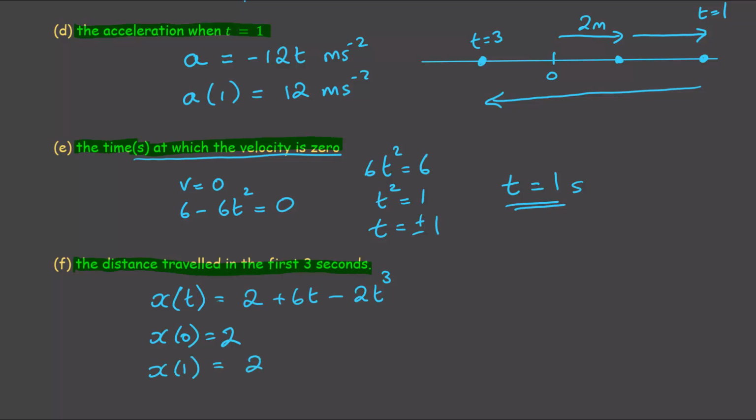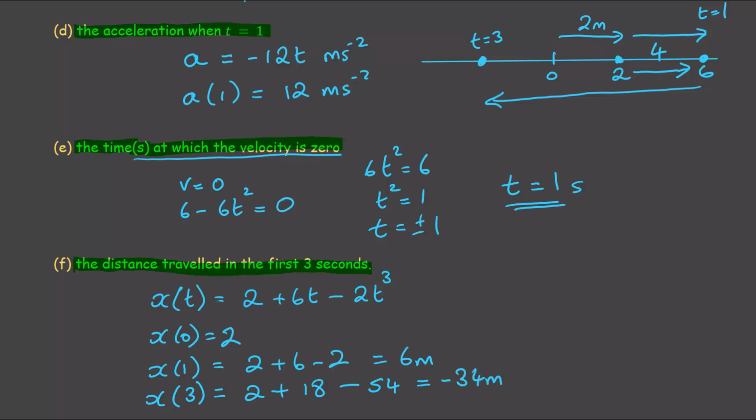Well, that is going to be 2 plus 6 take away 2, giving us 6 meters. So in other words, this one is at 2, this is at 6. So here it will have travelled 4 meters. We also want to know at the end of the time period. So what about x of 3? That's going to be 2 plus 18, take away, 3 cubed is 27, so take away 54. And that is equal to negative 34 meters.